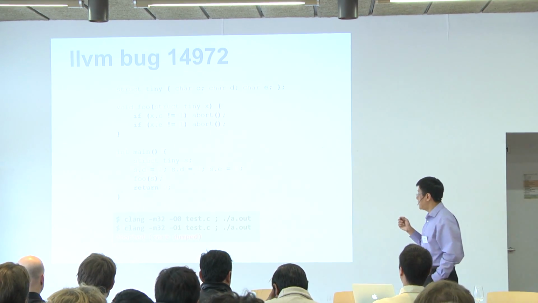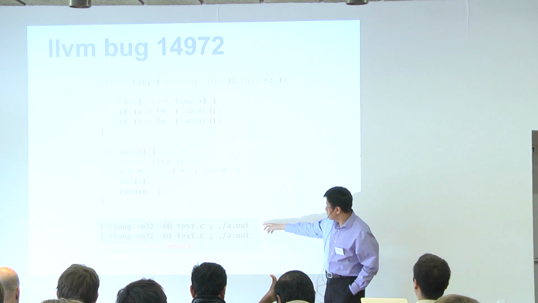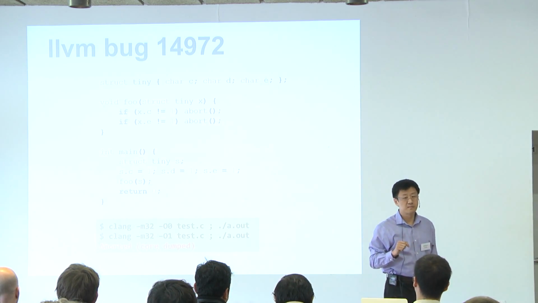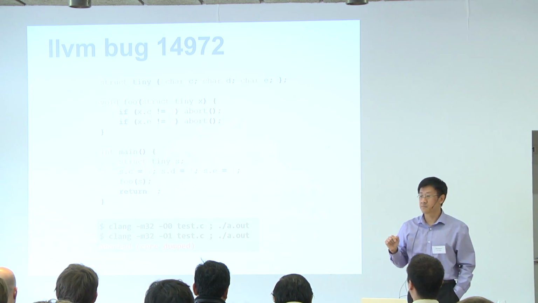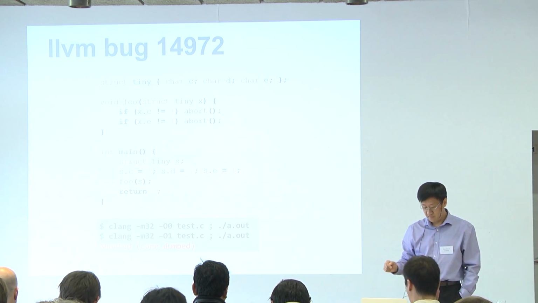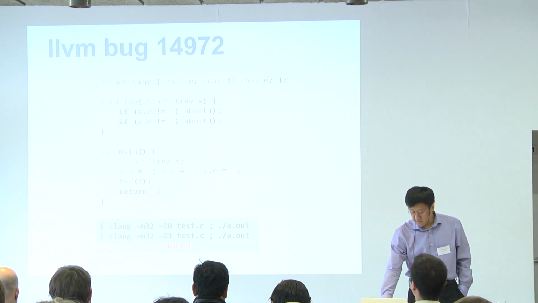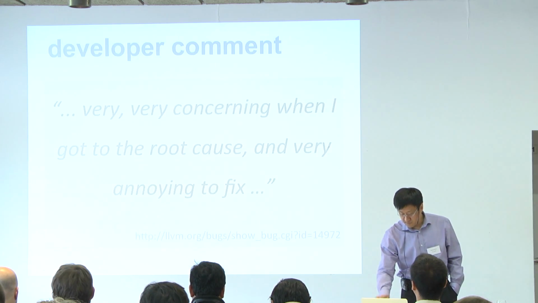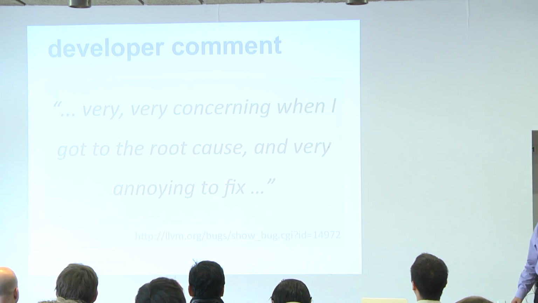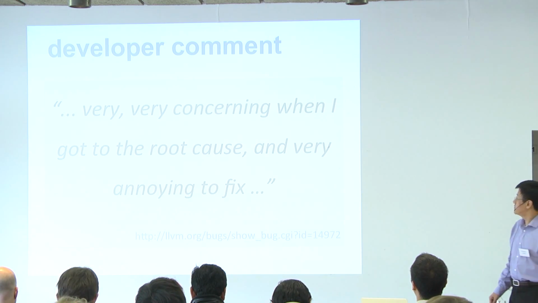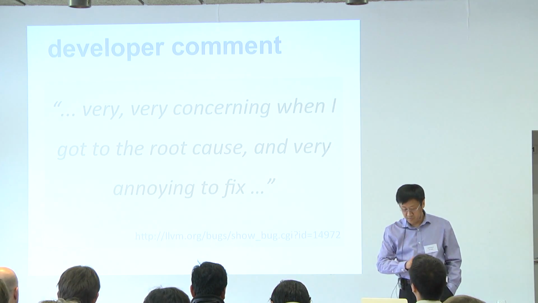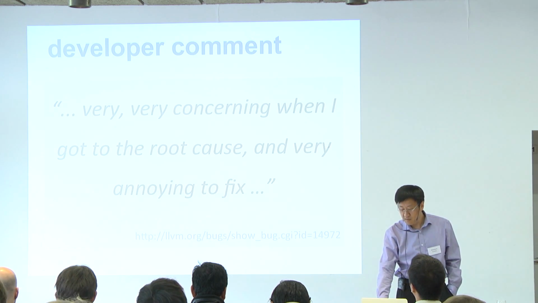If we look at this code carefully, the code is valid, and it should run normally. If you compile this with clang at -O0, it's okay. At -O1, when you run it, you get a core dump. That's a real compiler bug, because the program does not have any undefined behavior; it's a valid piece of code. So this one is undeniably a compiler bug. The developer who examined this and finally, after a few months, fixed it, said this was very, very concerning when he got to the root cause, and very annoying to fix. Here's a link pointing to the bug report if you're interested.